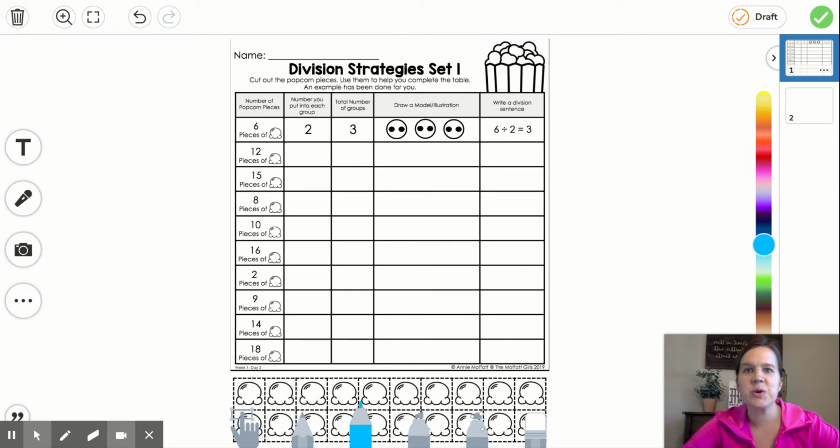Hey guys, so this division strategies worksheet actually has lots of correct answers to each of the problems. And at the very bottom of the worksheet, you will see the little popcorn kernels that you can use as manipulatives, so tools to help you take the whole amount and break it up into equal groups. I didn't want to sit and cut all the popcorn.